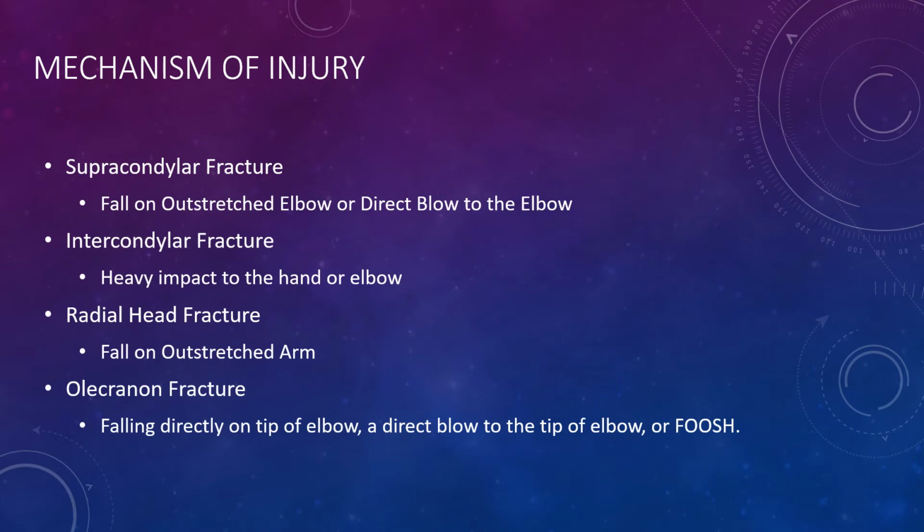Mechanism of injury. Supracondylar fracture. The mechanism is falling on an outstretched elbow or a direct blow to the elbow. Intercondylar fractures. The mechanism is a heavy impact to the hand or elbow. Radial head fractures. The mechanism is falling on outstretched arm. Olecranon fracture is falling directly on the tip of the elbow, or a direct blow to the tip of the elbow, or fouching as well can cause this.